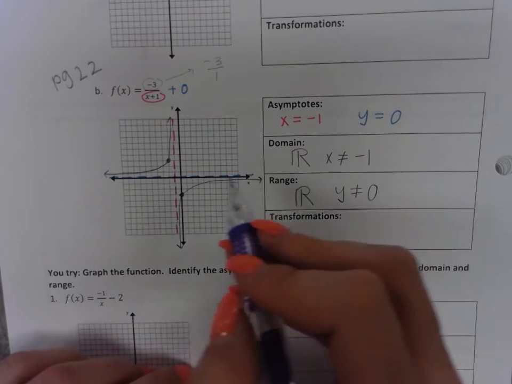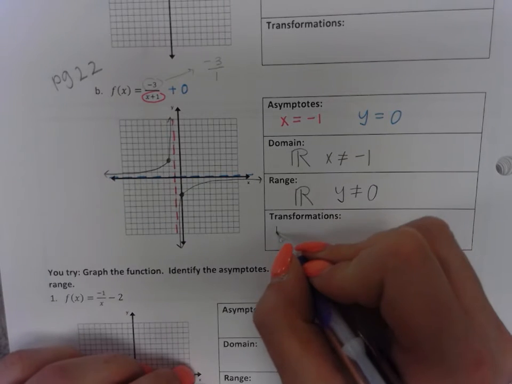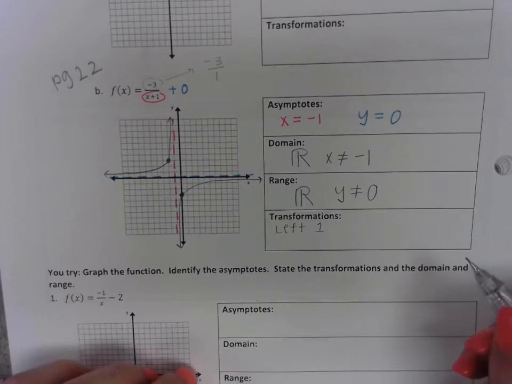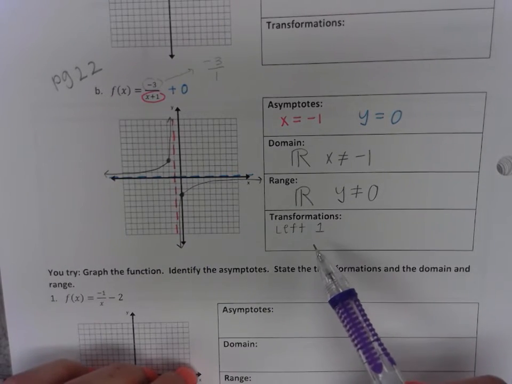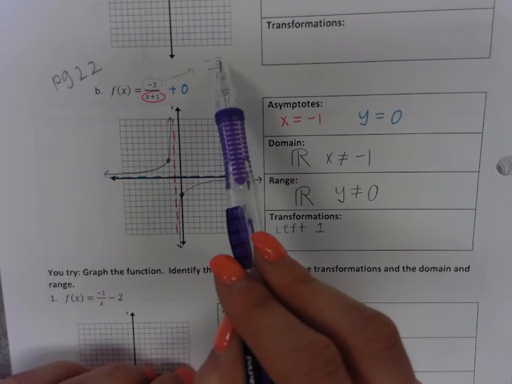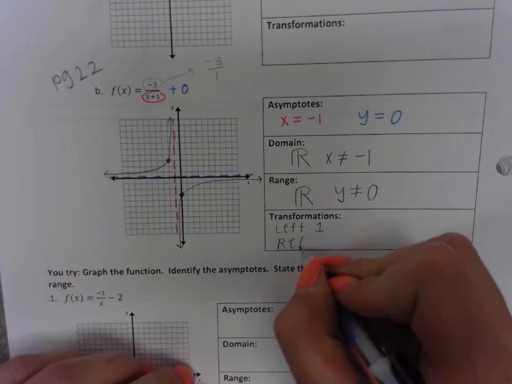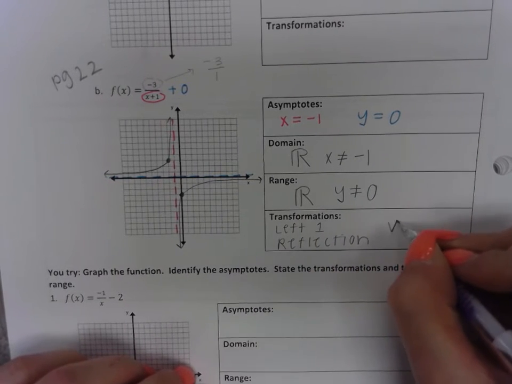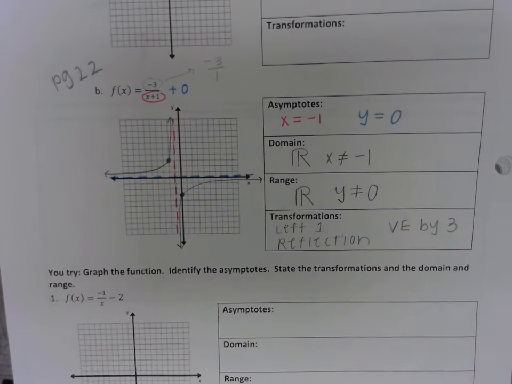My transformations, starting at 0, 0, I had to go left 1 to get to the x, so I'll include the left 1. My y was at 0, so I did not move up or down. My slope was a -3. The negative tells me that there was a reflection. And the 3 tells me there was a vertical expansion by 3.